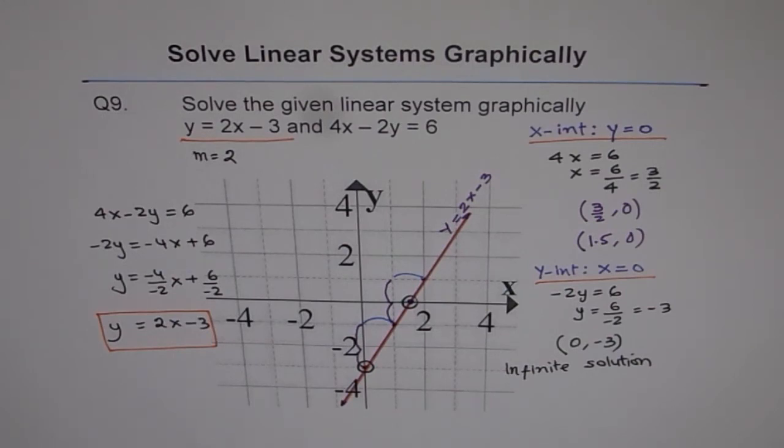So the possible solutions for a linear system having two lines is either one when they intersect at one point, or none when they are parallel and have different y-intercepts, or infinite if they are overlapping and are actually the same lines or equivalent lines.